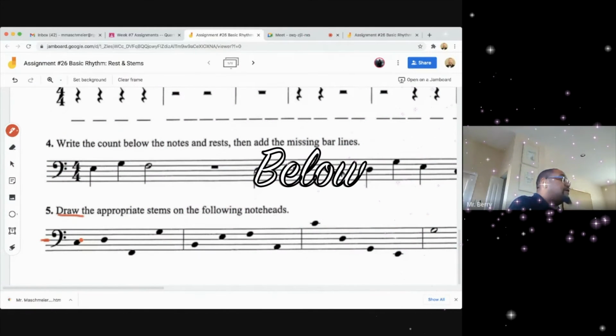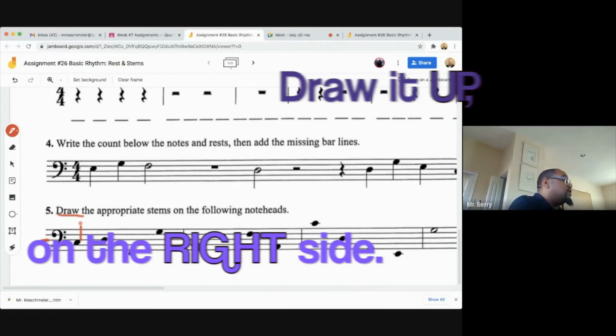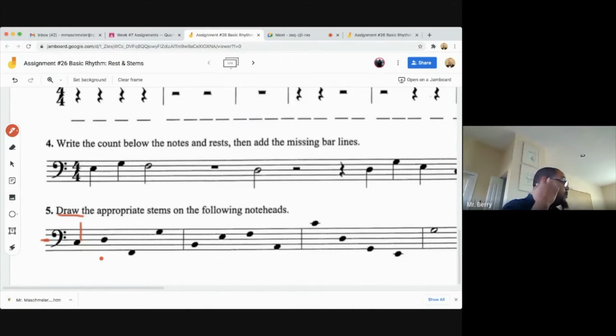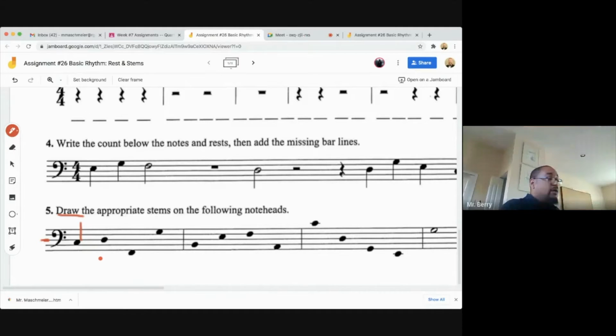So one more time, let's read what it says up top. If the notes are below the middle line, the stems are drawn upward on the right side of the note head. So on the right side of that note head, we need to draw a stem going upward just like that. So it looks like a D as in dog. Correct. All right, let's look at the next one.